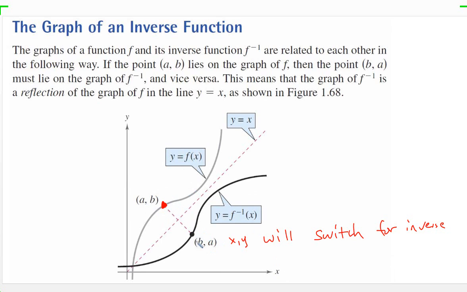And what this means here is when two functions are inverses of each other, graphically they will reflect across the line y equals x. Remember the line y equals x, also known as the origin? So graphically they are a reflection of the graph of f in the line y equals x. So if two functions are inverses of each other, they will reflect across the line y equals x, which is also known as the origin.